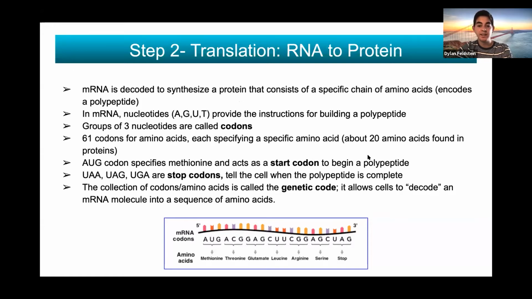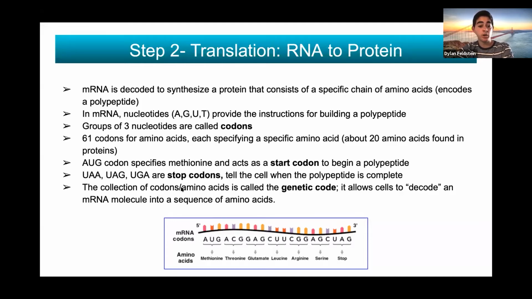And there's about 20 amino acids found in proteins. So the AUG codon specifies methionine, which acts as the start codon to begin a polypeptide. So typically at the beginning of a polypeptide, AUG is the starting codon. UAA, UAG, and UGA are all stop codons.